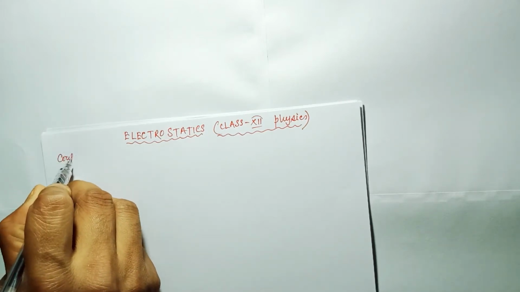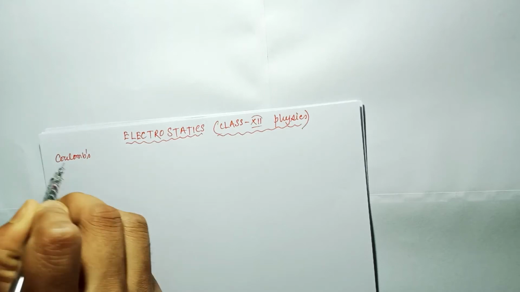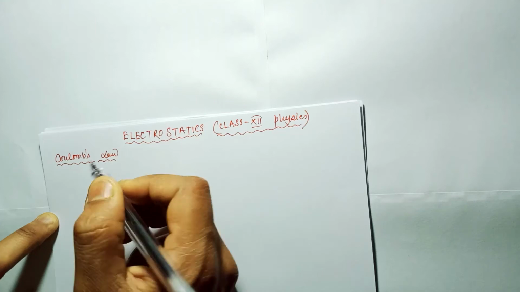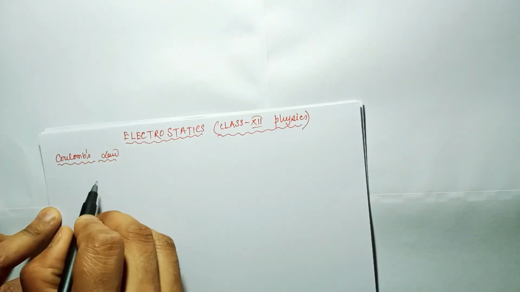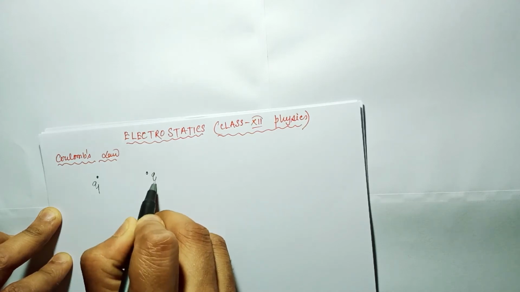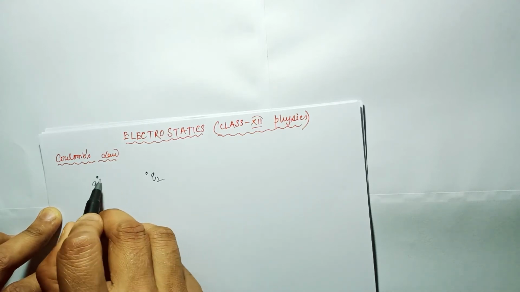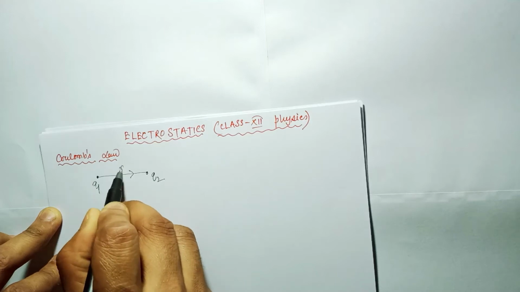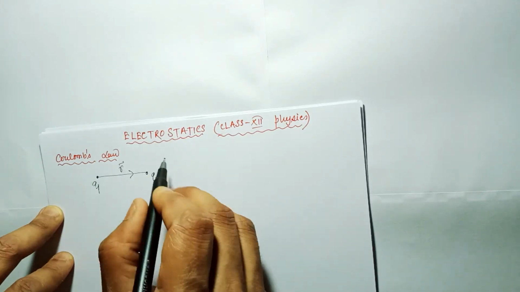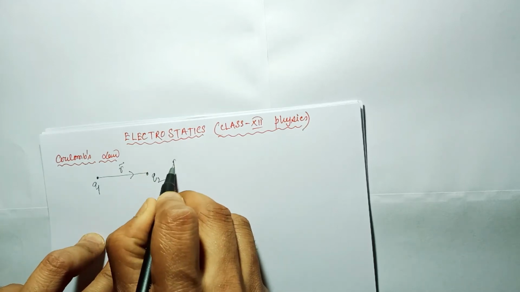Coulomb's law. So what it states: suppose there are 2 point charges q1 and q2 separated by a distance r in vacuum. So here is point charge q1 and here is point charge q2. They are separated by the distance r.